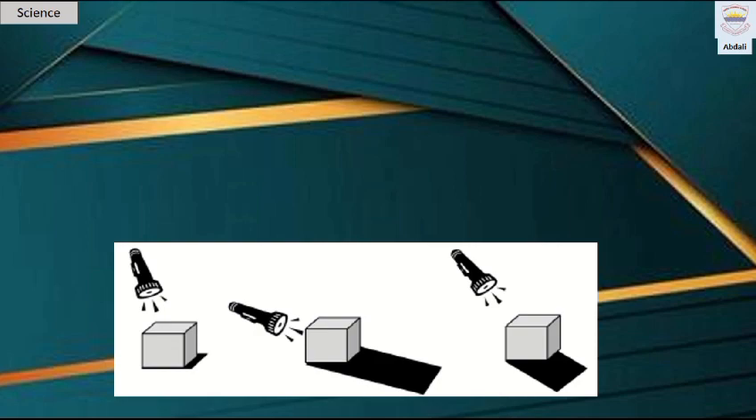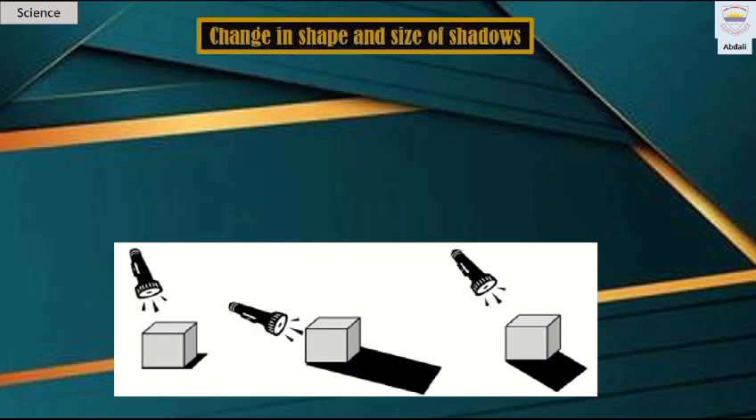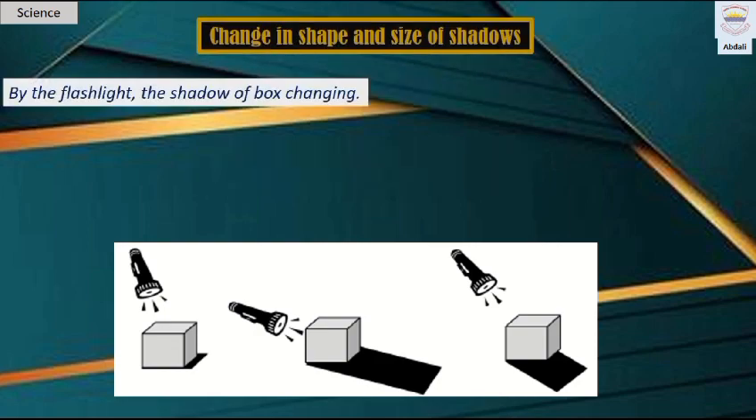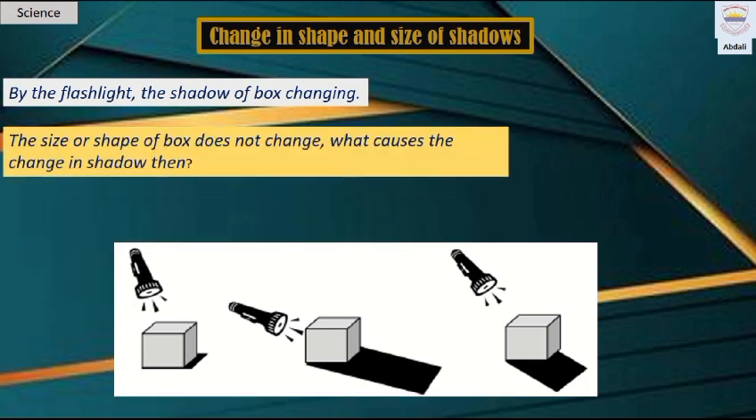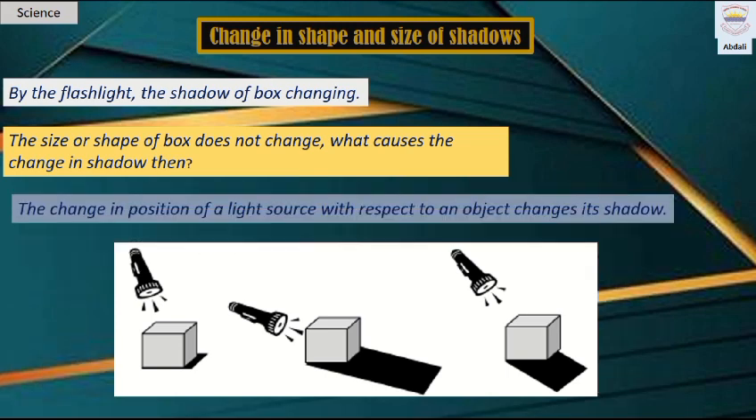Change in shape and size of shadows. By moving the flashlight, the shadow of the box is changing. The size or shape of the box does not change. What causes the change in shadow then? The change in position of a light source with respect to an object changes its shadow.